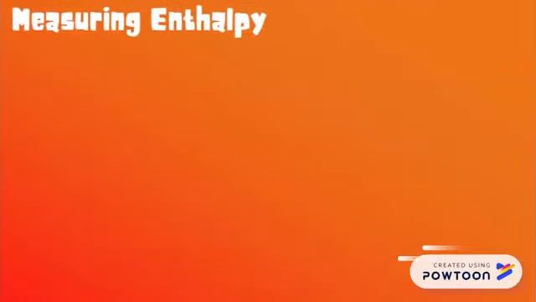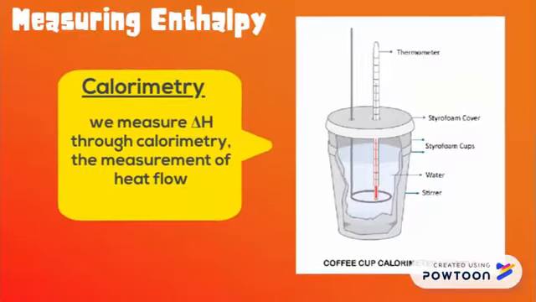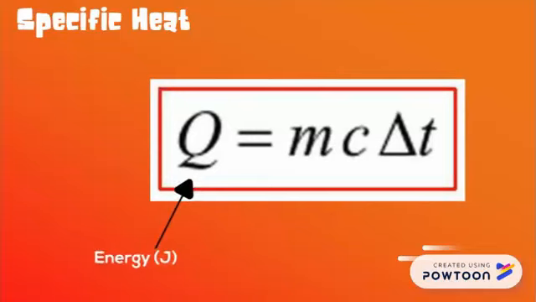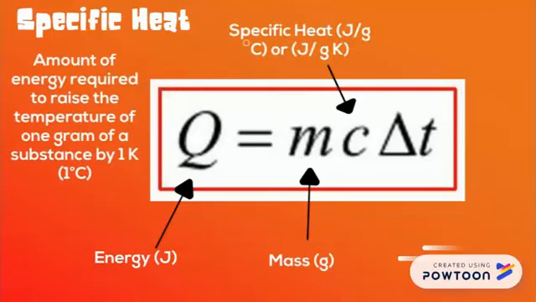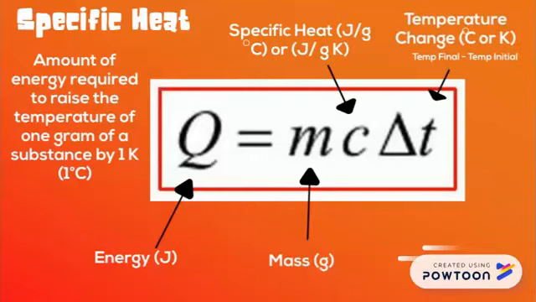So how do we measure enthalpy? We use a laboratory technique called calorimetry, and it measures how the heat is flowing in and out of our system, usually to water that is in our calorimeter. To find the Q part of our enthalpy equation, we use the specific heat. Q stands for energy measured in joules, M, mass of our sample in grams, C, the specific heat, which is the amount of energy required to raise the temperature of 1 gram of our substance by 1 degree, and T is our temperature change, final minus initial.